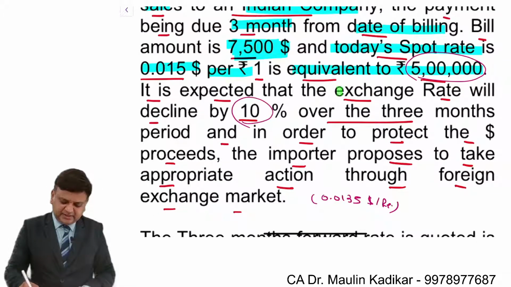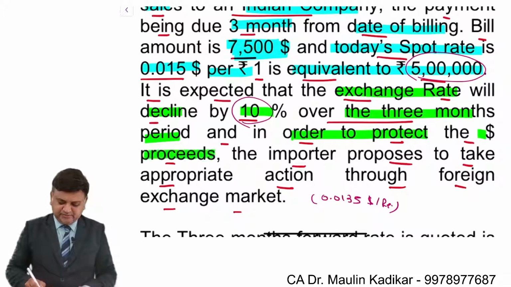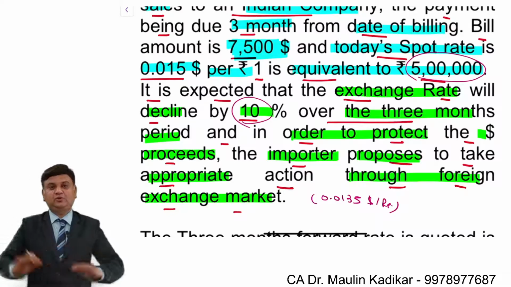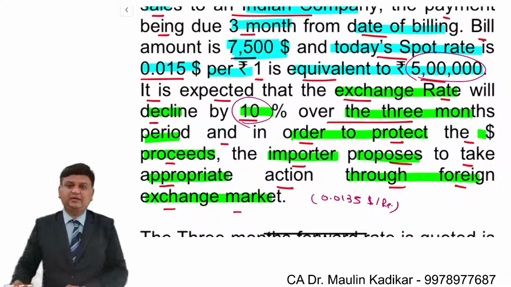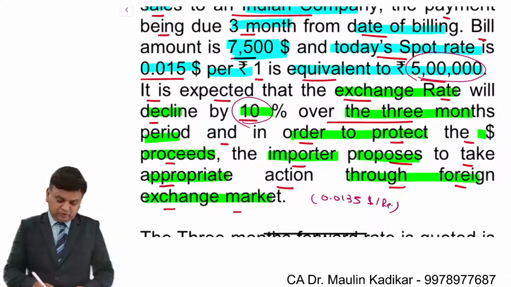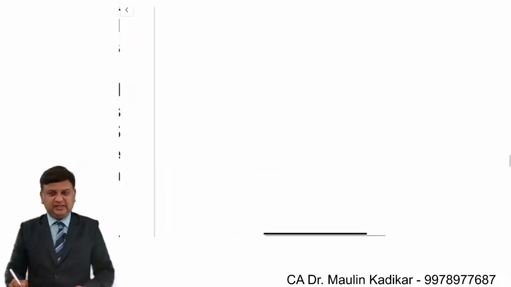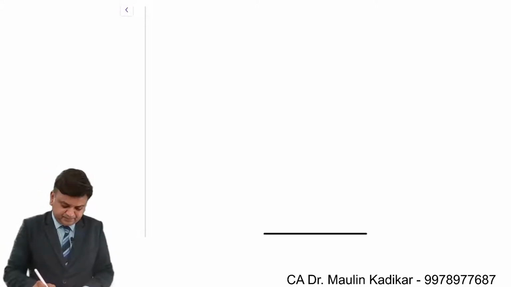It is expected that the exchange rate will decline by 10% over the 3 months period, and in order to protect the dollar proceeds, the importer proposes to take appropriate action through foreign exchange market. So now there is absolute clarity. Who is the importer? Indian company. An Indian company proposes to take appropriate action through foreign exchange market. So we understand something like this. Listen carefully to what I am going to speak. Payment considering the spot exchange rate is rupees 5 lakhs.